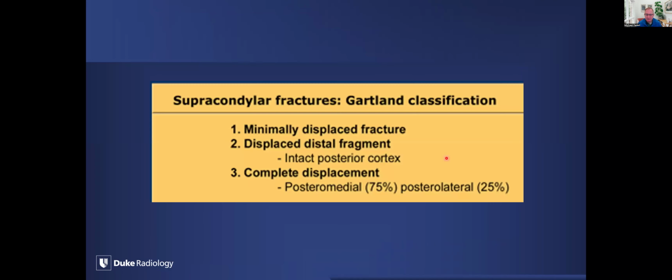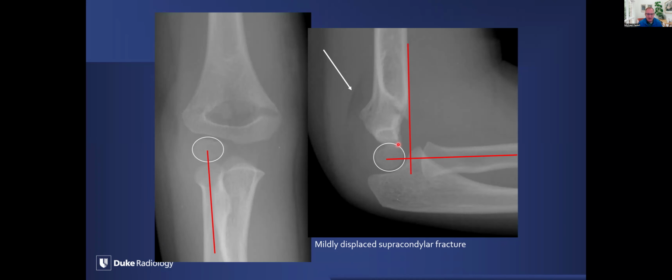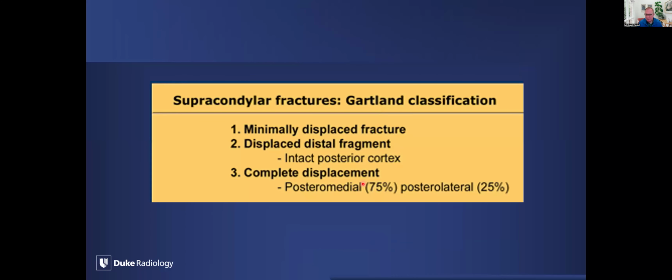And then again, radiocapitellar line, long axis of the radius through the capitellum on both the frontal and lateral views. So this is the classification system for supracondylar fractures. So we saw that minimally displaced supracondylar fracture on the initial image. This is the type 2 Gartland supracondylar fracture, a displaced fracture with intact posterior cortex, like we saw in the previous example. Here, intact posterior cortex. And then complete displacement, where there's disruption of that posterior cortex and that distal fracture fragment is displaced, is a type 3.